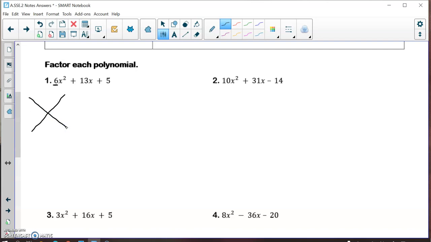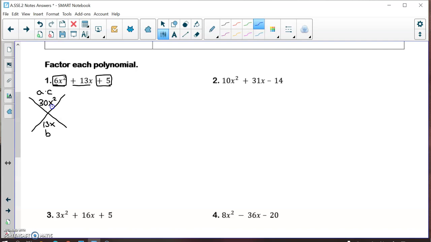In the top of your x, you want your a times your c value. So your a is your first term, your c is your last term. So a 6x squared times a positive 5 is a 30x squared. And in the bottom of your x, we want our b value, which is our middle term, which is a positive 13x. All right, so now we're going to do something similar to what we did in the box method.